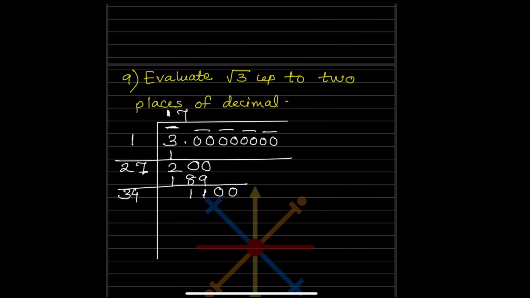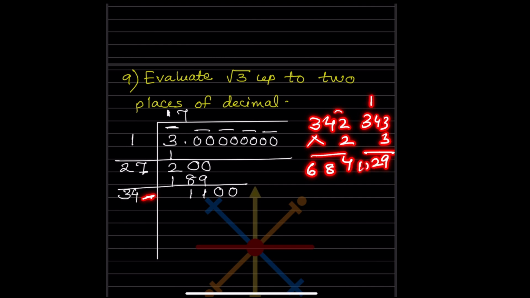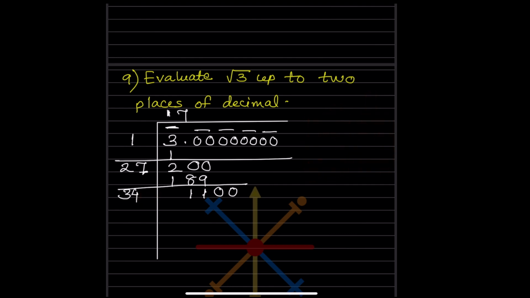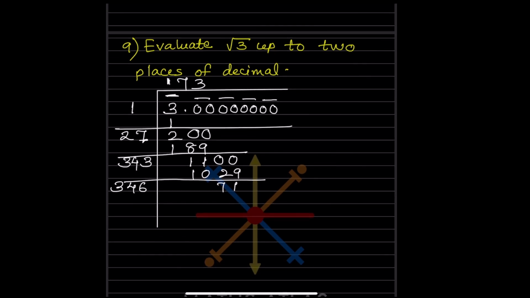So now let me see for this one, if I'm taking here 1, 341 ones are 341. If I'm taking here 2, that will be 684. If we take here 3, that will be 1029. So that works, because if I'm taking 4, that is going to be a bigger number. So I'll take here 3, so that will be 1029. So here 71. So now you are going to again add this one, 343 and this 3, that is going to be 346. So again now I have to take 2 zeros down.